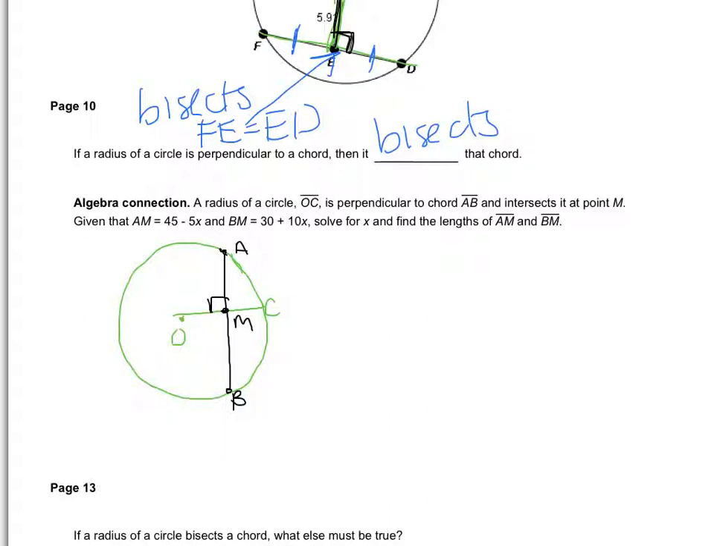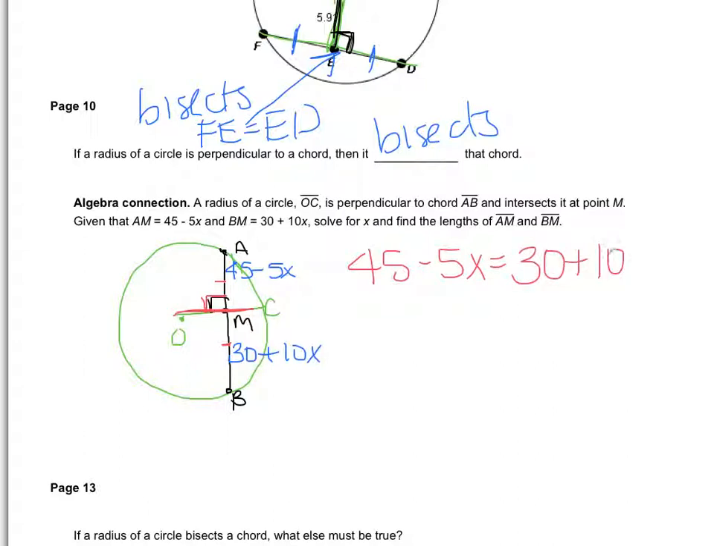It tells us that AM is 45 minus 5x, and BM is 30 plus 10x. So find x and find the lengths of AM and BM. Well, we learned that if the radius is perpendicular, then it bisects, it splits this in half. So that means that 45 minus 5x is equal to 30 plus 10x. And I can solve for x. So I want x's on one side, my numbers on the other. So I'm going to subtract 45 from both sides.